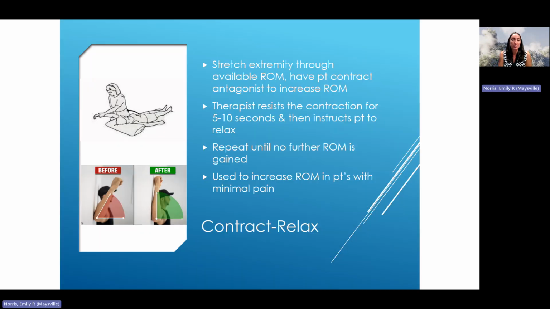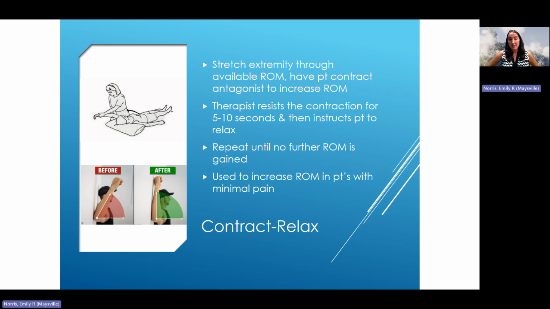All right, our contract relax technique. So stretch the extremity through the available range and then have the patient contract the antagonist muscle to increase their range. Again, you have them hold that contraction 5 to 10 seconds, and then tell them to relax, and you repeat until they're not getting any more range of motion gains.